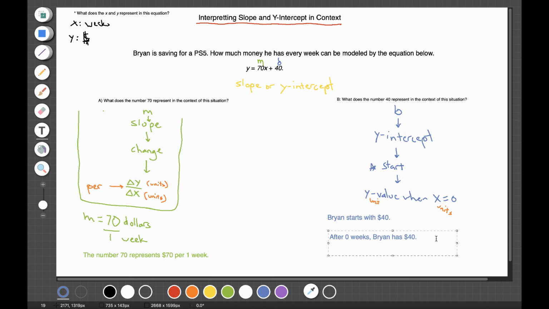I would have taken the first one as a correct answer. Brian starts with $40, but you need to understand how to derive this meaning as well. After 0 weeks, Brian has $40. You'll see that in an example coming up.